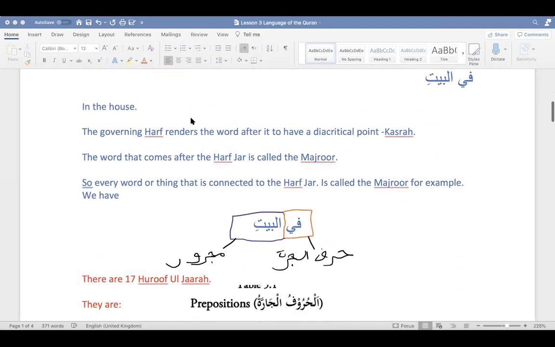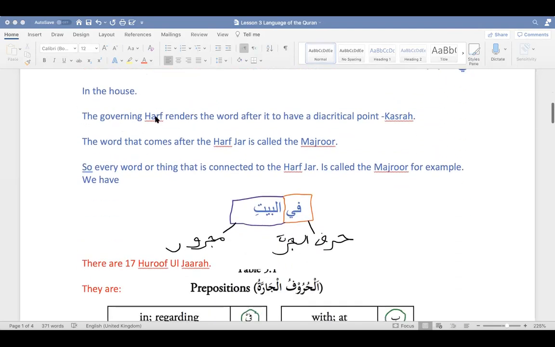Okay, so now here we go. The governing harf, meaning the harful jar, because those harf that are governing are called harful jar. They render the word after them to have a diacritical point kasra. We've just done that. The word that comes after the harful jar is called the majroor. So every word or thing that is connected to the harful jar is called the majroor.